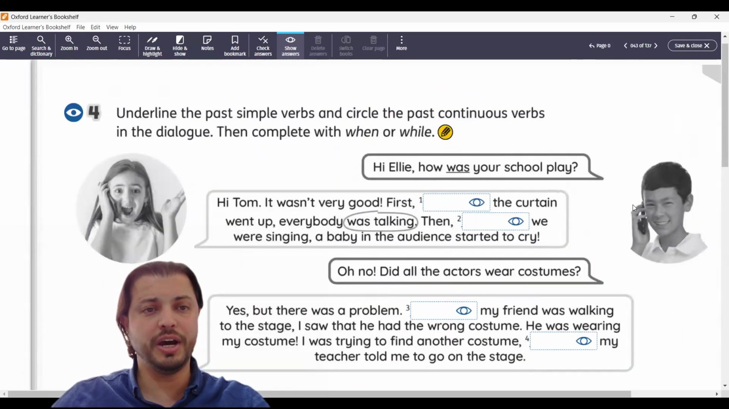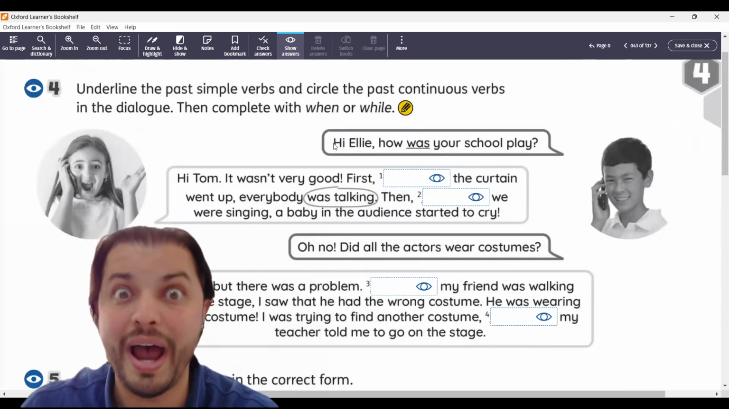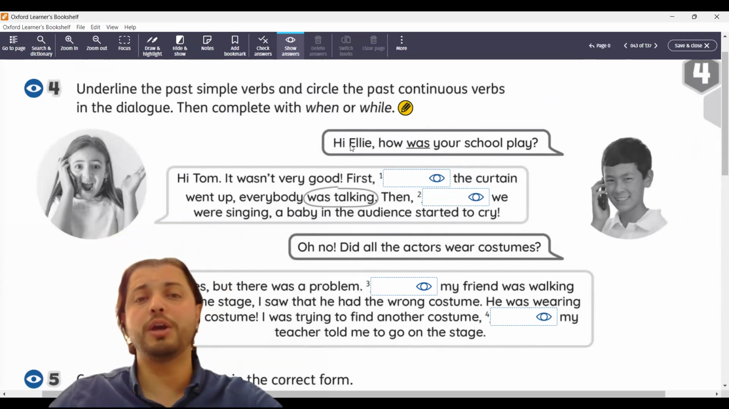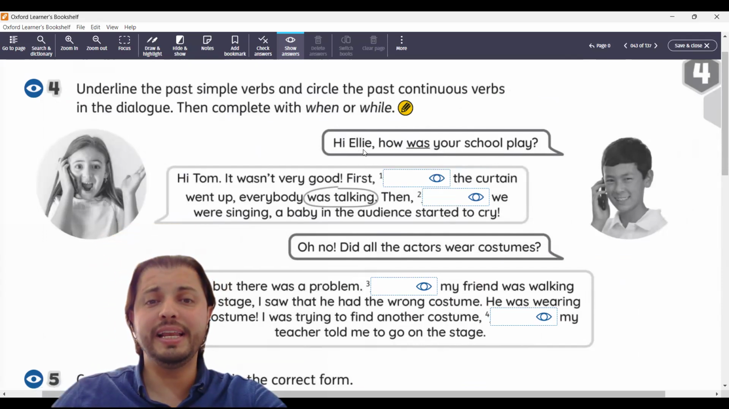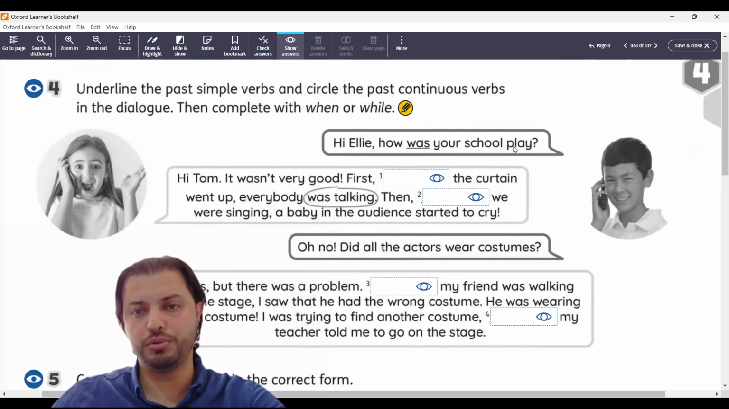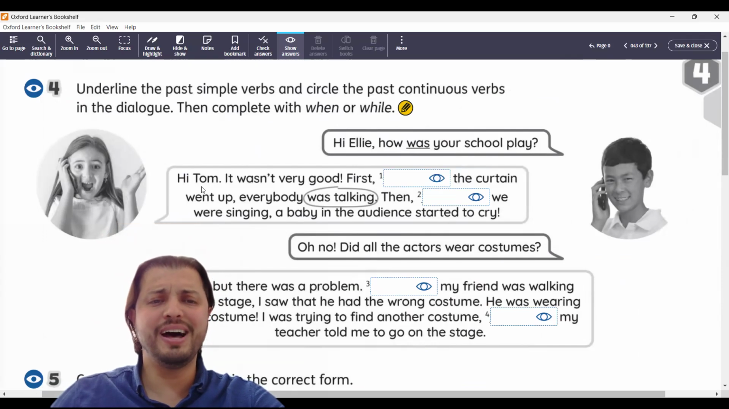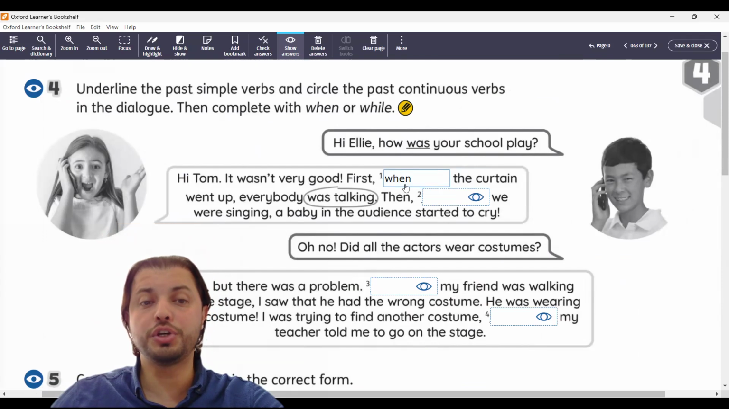Now, next part here, guys. It says underline, I need to use when or while, as I told you before, okay? So let's make it. Hi, Lily. Hi, Ellie. Yeah, Ellie. How was your school's play? Hi, Tom. It was very good. First, when the curtain went up.